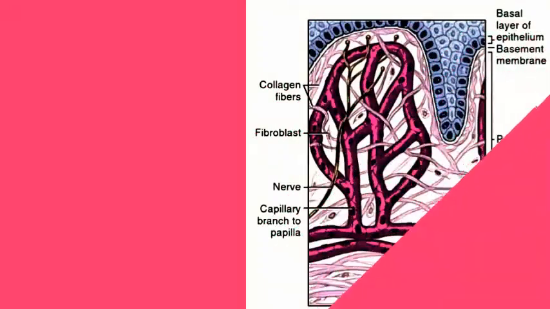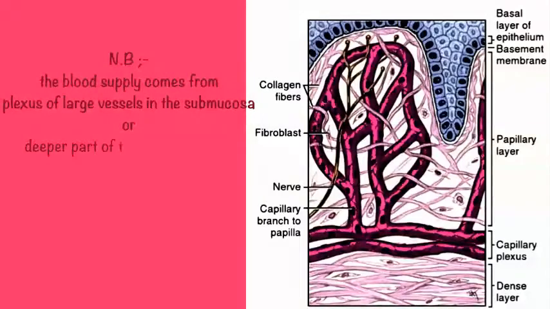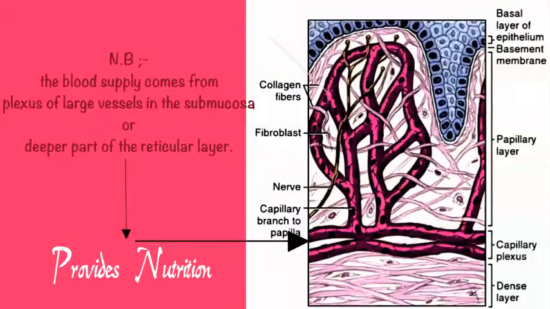The blood supply comes from the plexus of large vessels in the submucosa or from the deeper part of the reticular layer. In this picture you can see a small capillary plexus between the papillary and reticular layer. From these, capillary loops pass into the connective tissue papilla, and they lie close to the basal layer of the epithelium. The main function of the capillary plexus is to provide nutrition for all layers of the mucosa.